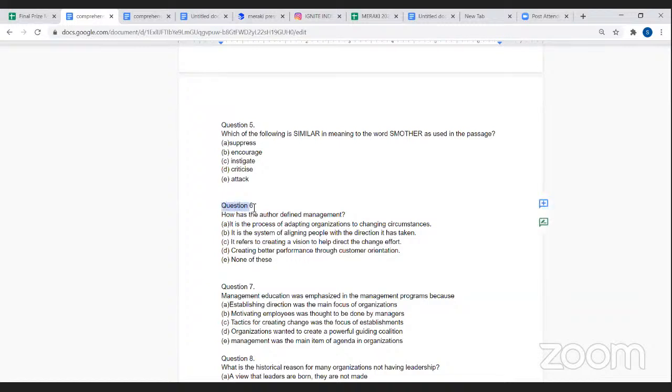In question 6, how has the author defined management? A.